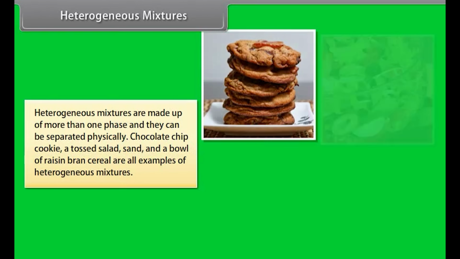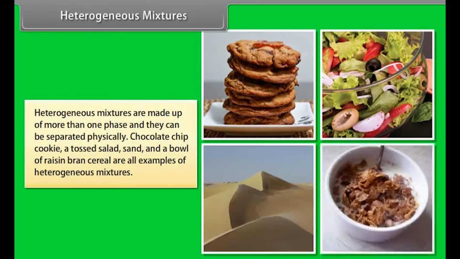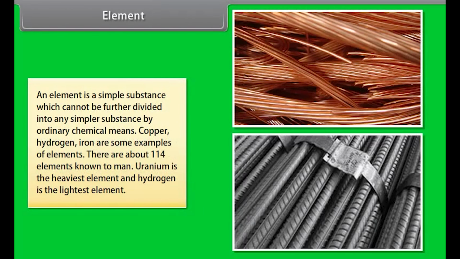Heterogeneous mixtures. Heterogeneous mixtures are made up of more than one phase and they can be separated physically. A chocolate chip cookie, a tossed salad, sand, and a bowl of raisin bran cereal are all examples of obvious heterogeneous mixtures.